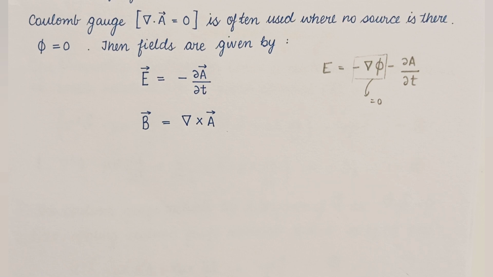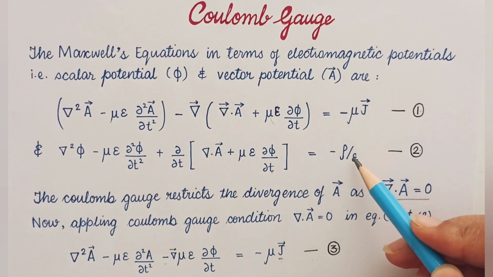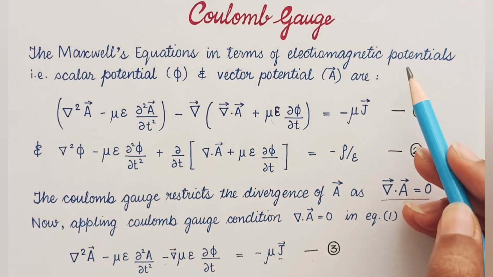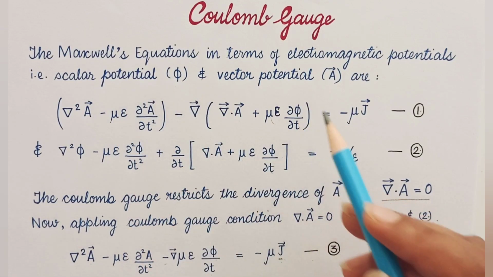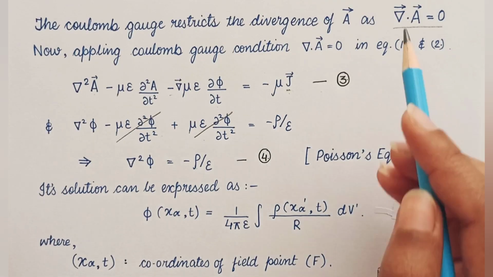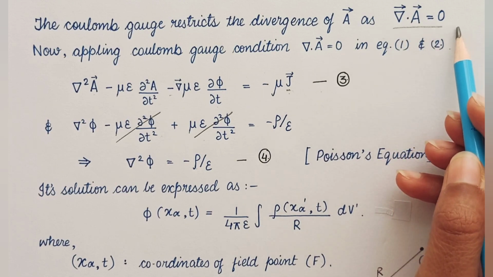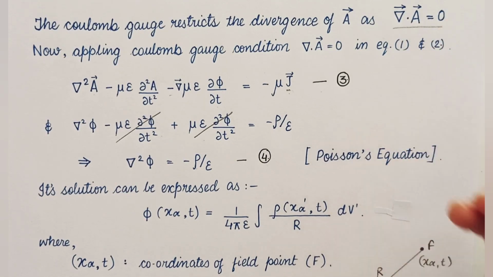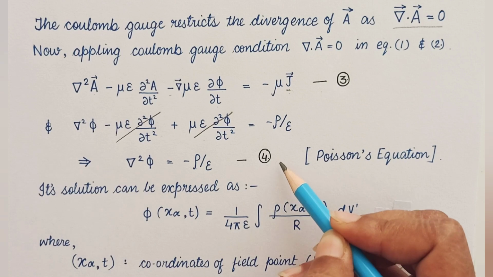Now let's take a quick review of this derivation again. So this is how we started with Maxwell's two equations, which are written in terms of electromagnetic potential, that is scalar potential phi and vector potential A. Then we used this Coulomb gauge condition, that is del dot A is equal to 0. We used this condition in the first and the second equation, and then we get these two equations, that is the third equation and fourth equation.